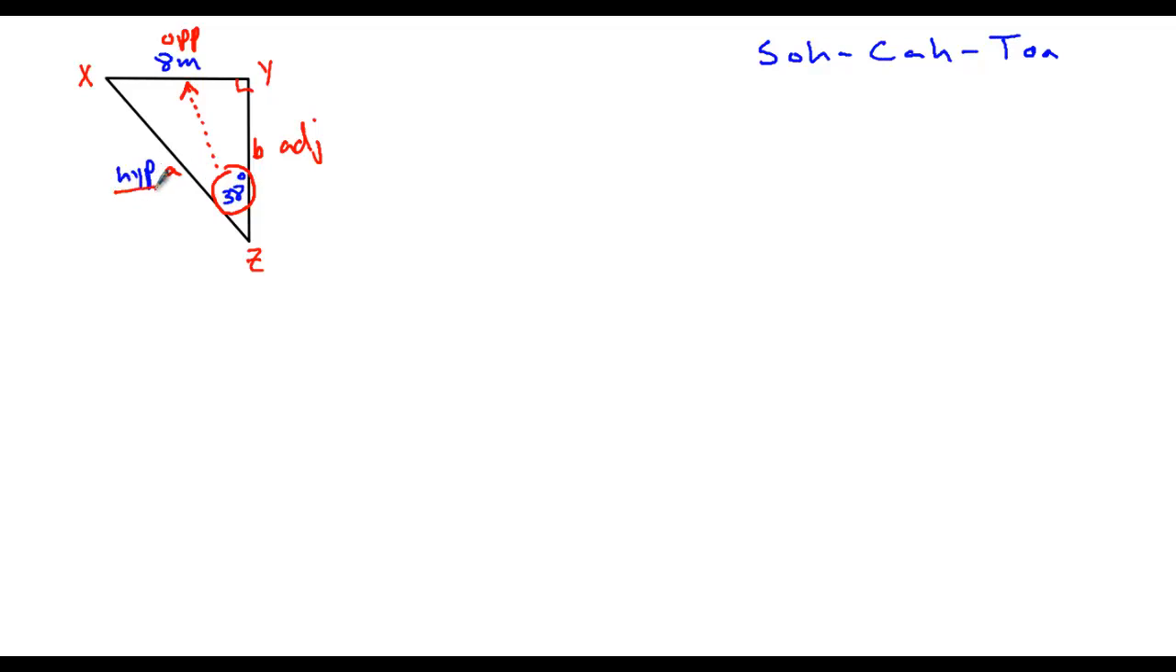So which ratio uses hypotenuse and opposite? Because opposite is the only one I know, so I'm going to have to use opposite in all of them. I go over here and look, and SOH. So once again, sine equals opposite over hypotenuse. Now, I'm going to write it down. Sine 38 degrees equals opposite over hypotenuse.